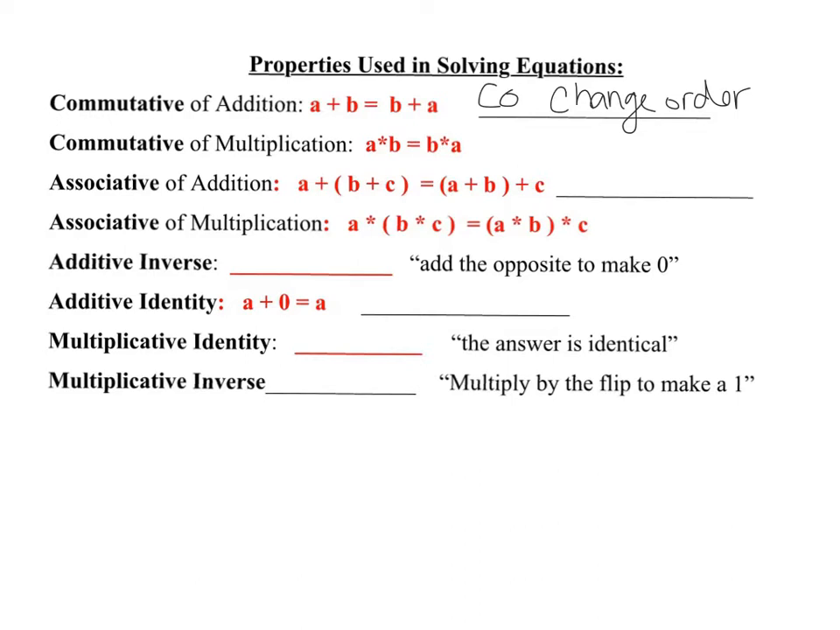The next property that we're going to talk about is the commutative property of multiplication. A times b equals b times a. The third one, associative of addition.